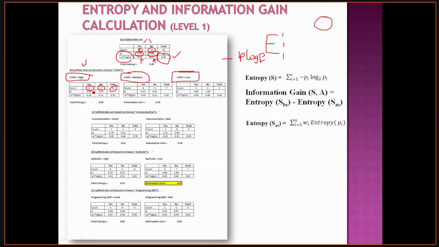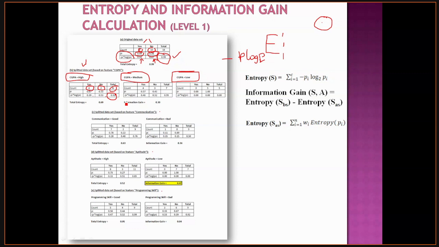Okay. Again, here I have to calculate the value of p. So 4 by 6, 2 by 6. And the entropy, same p log p. I calculate the entropy. The entropy for yes is coming as 0.39. For no, it is coming as 0.53. Total entropy is coming as 0.92, just for the portion high.